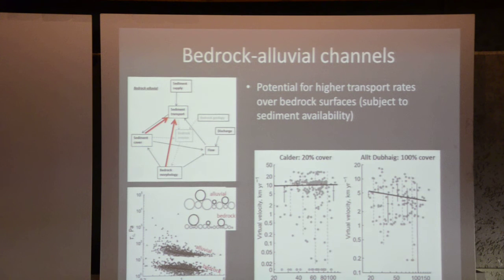And this is about the only comparison data set that I know of. This is some tracer data from the Calder, which is bedrock alluvial, and the Alpty Beg, which is fully alluvial. And they're basically similar grain size distributions, similar sizes, similar slopes. And you can see that the virtual velocities in the Calder are about twice, if not a bit more, than those in the Alpty Beg.